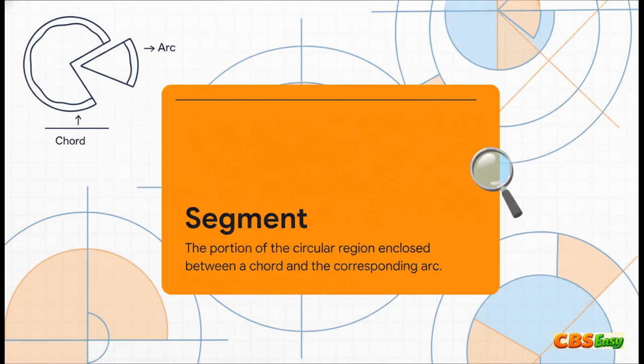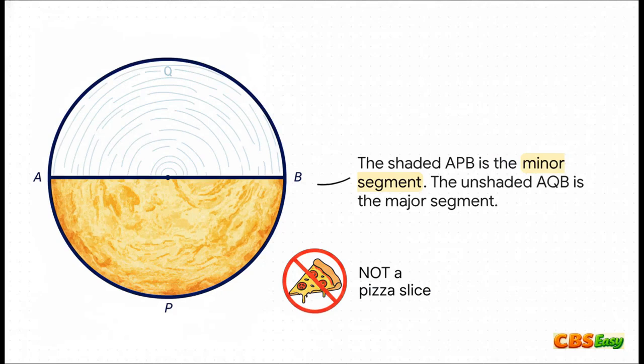Now for the segment. This is different. Imagine you're not cutting a pizza slice from the center. Instead, you just make one straight cut across it. That area you've just sliced off, bounded by that straight line, the chord, and the arc, well, that's your segment. You can see it right here. That chord AB just slices off a piece of the circle. The shaded area, APB, is the minor segment. It's not the full slice, it's more like that crusty end piece someone just cut off.